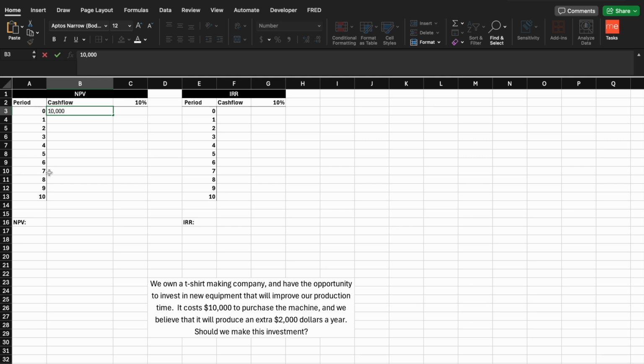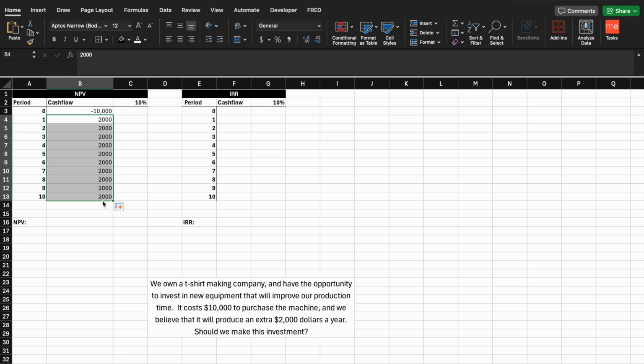This is actually going to be a negative $10,000, and the reason that it's negative is that's money that we're spending. It's going out of our bank account, so it's negative. Then every year after that is $2,000. I'm just going to drag that down. We're going to say that we're going to hold this investment for 10 years. That's why I have this periods up through year 10.